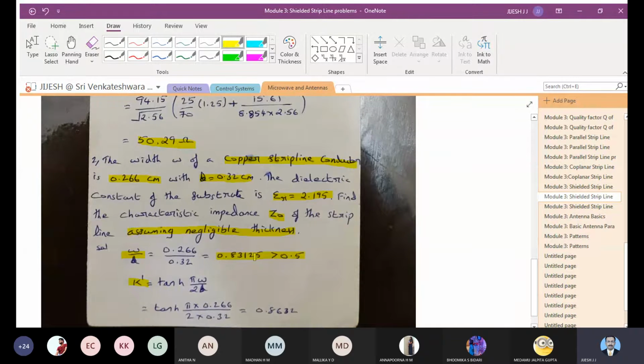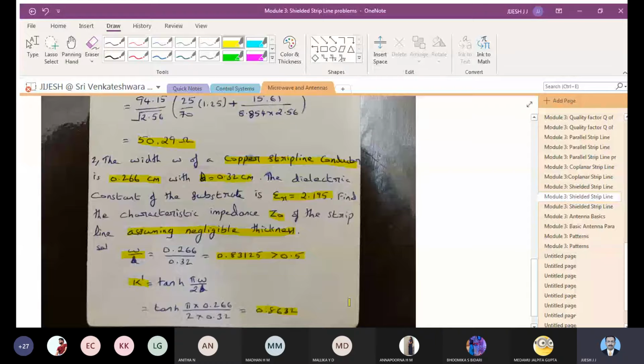K dash is tanh of pi omega by 2D. So tanh of pi into 0.266 divided by 2 into 0.32. When you do it, you will get 0.8632. All of you got this K dash 0.8632? Yes, sir. Okay, then use the equation for Z naught and calculate the value for Z naught.